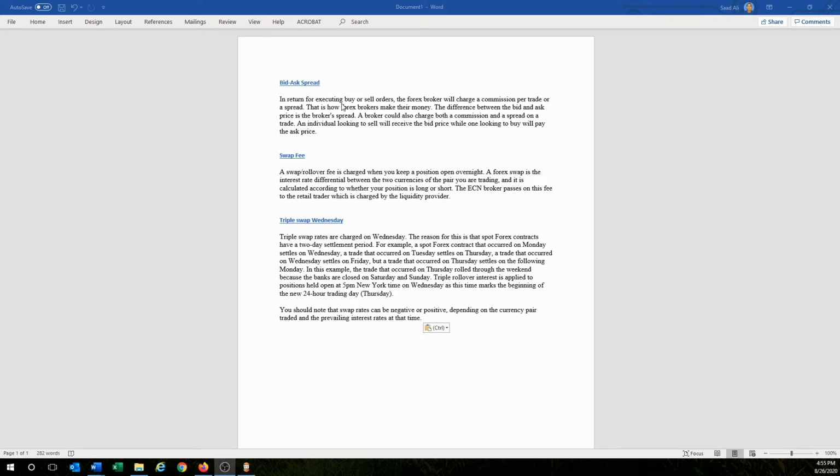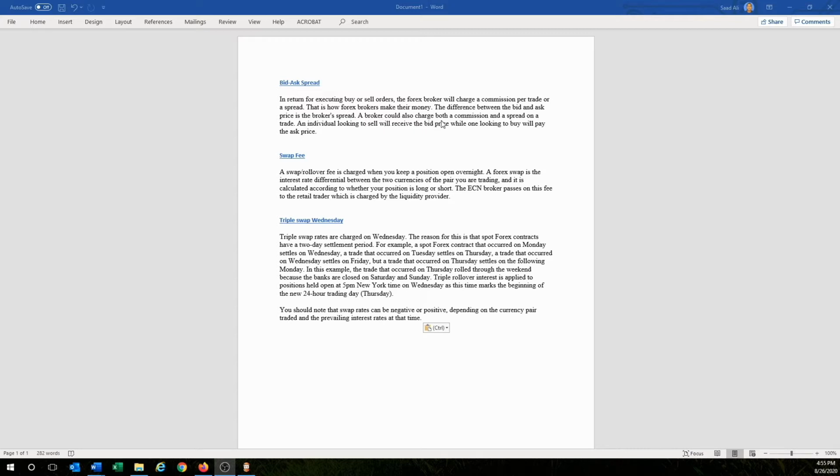In return for executing buy or sell orders, the Forex broker will charge a commission per trade, or what they call a spread. This is how Forex brokers make their money. The difference between the bid and ask price is the broker's spread. So bid and ask means the buy or sell price.